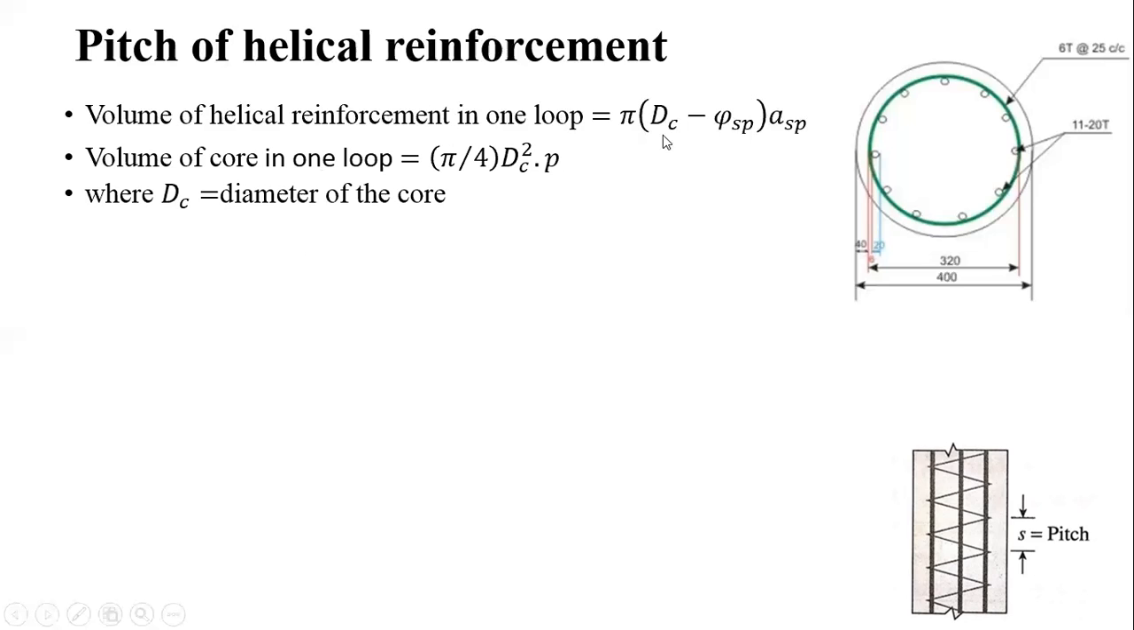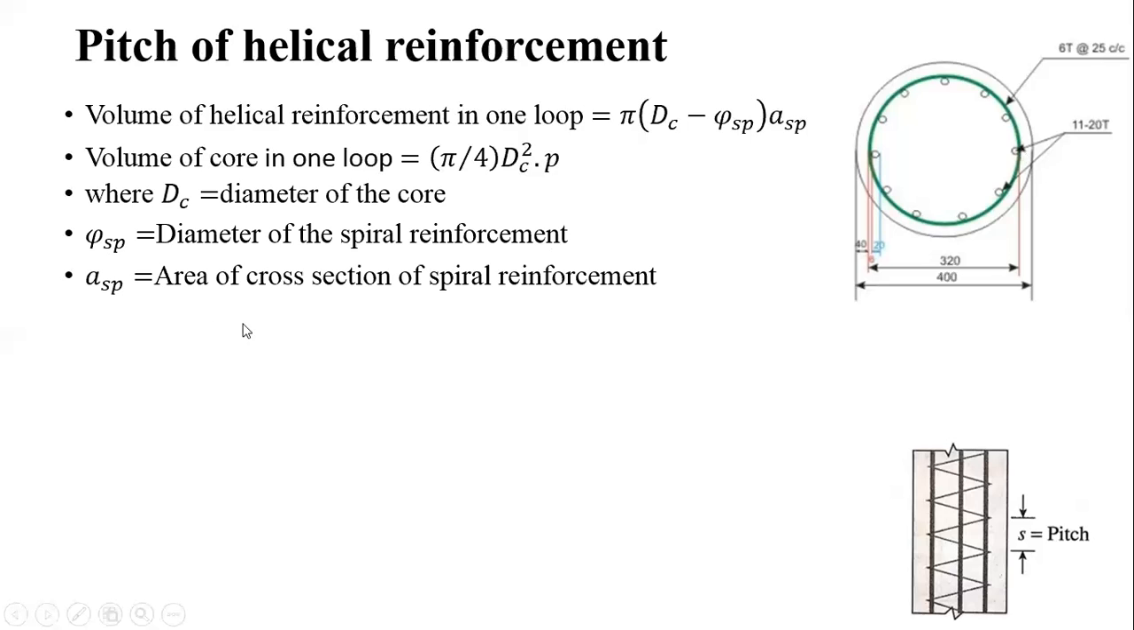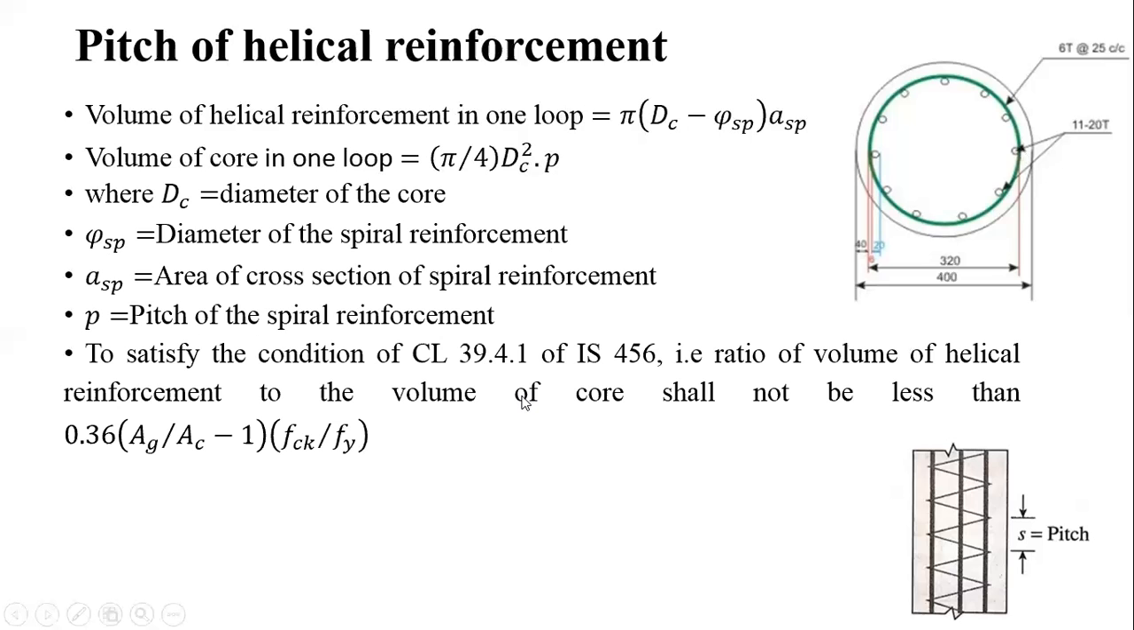Now what is this here? DC is the diameter of the core, that is from outer here to the outer here. Then phi SP means diameter of the spiral reinforcement. Then ASP means area of cross section of spiral reinforcement. Then P is the pitch of the spiral reinforcement.